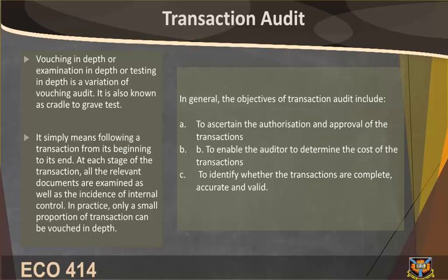In general, the objectives of transaction audit include: A. To ascertain the authorization and approval of the transactions. B. To enable the auditor to determine the costs of transactions. C. To identify whether the transactions are complete, accurate, and valid.